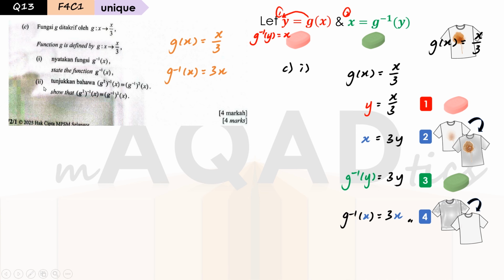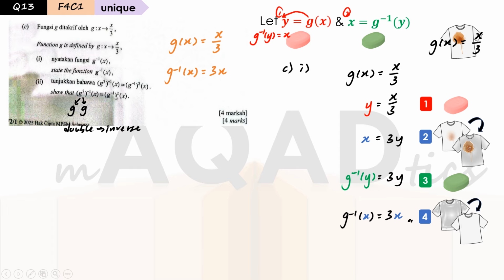And for part 2, it says we need to show this result. There's a lot of things going on here, so let's go through one by one. On the left side, inside the bracket, there's a double g, so we need to figure out the expression of double g first. We are going to find the double g first, and then since there's an inverse outside, once we have the double g, we are going to inverse it. So that means double and then inverse.